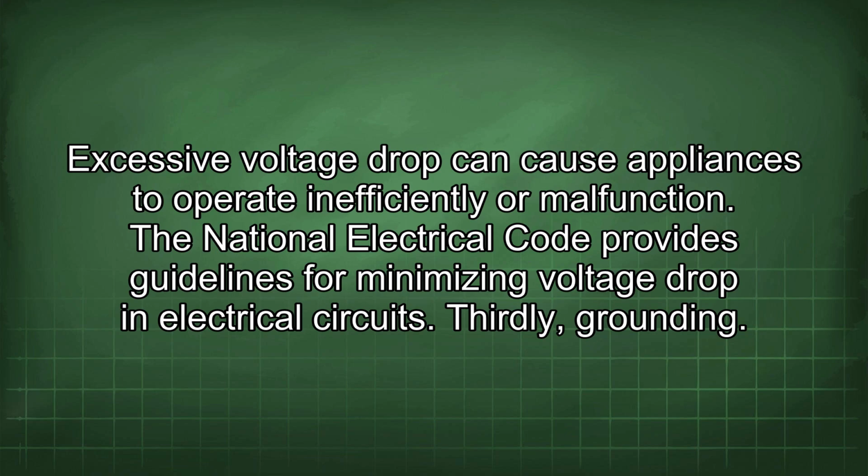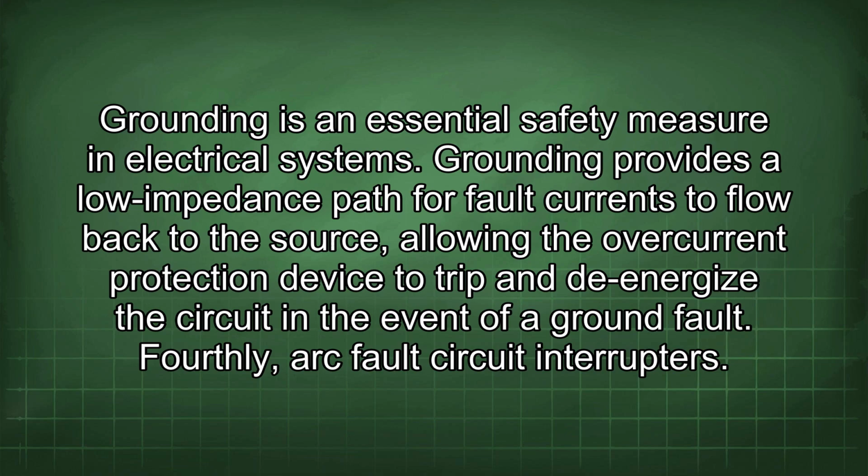Thirdly, grounding. Grounding is an essential safety measure in electrical systems. Grounding provides a lower impedance path for fault currents to flow back to the source, allowing the overcurrent protection device to trip and de-energize the circuit in the event of a ground fault.